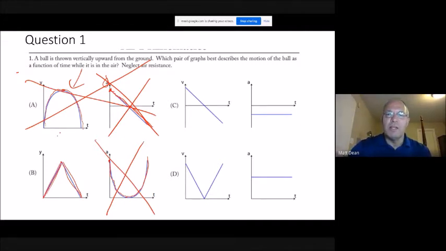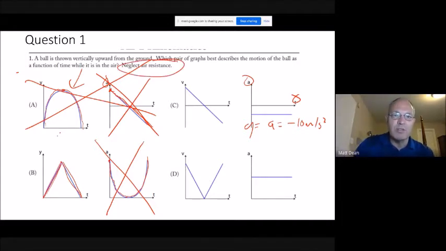Let's start off by looking at the acceleration-time graph. It's showing that the acceleration is a constant negative value. And I hope you guys know that that means the acceleration is essentially negative 10 meters per second squared. It's g, the acceleration due to gravity. That's what's happening throughout that whole entire problem. We're neglecting air resistance, so all of the acceleration is due to gravity.